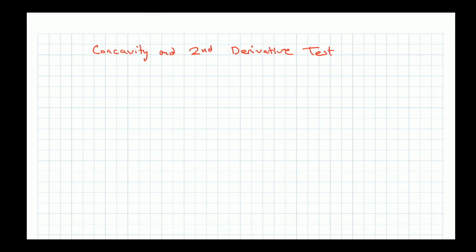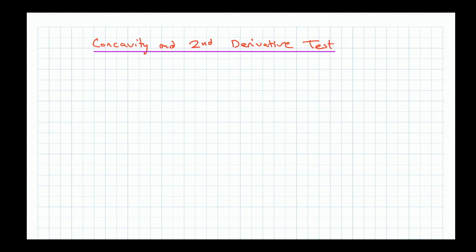Hello everybody. What we're going to be looking at today is concavity and the second derivative test. Before we do any math, I want to talk about what concavity is. It has to do with the shape of the graph. Concavity is basically curvature of the graph.